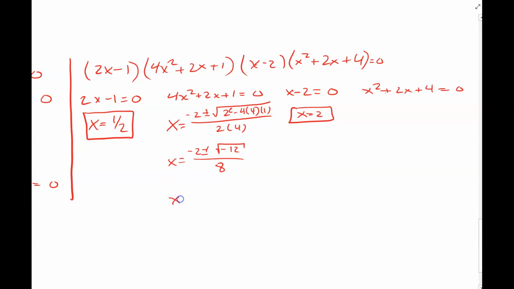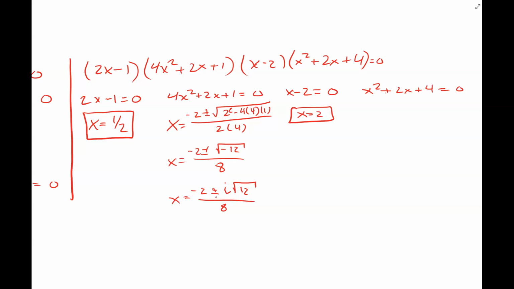How do I square root a negative number? Or what do I do when I'm square rooting a negative number? Does anybody remember that from chapter 3? Yeah, I got to use an i. So the square root of negative 12 becomes i square root 12. Now, if you left this as your final answer, that would be fine. But we can do a bit better than this.